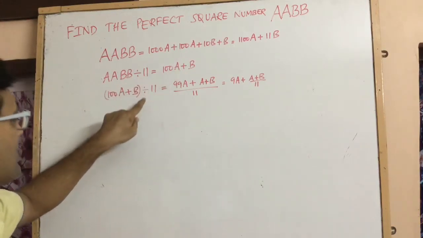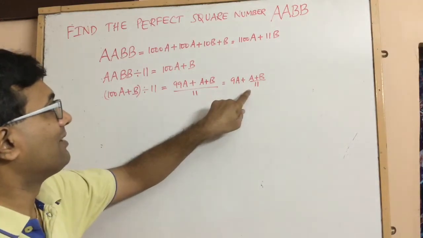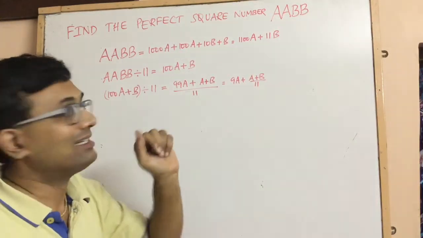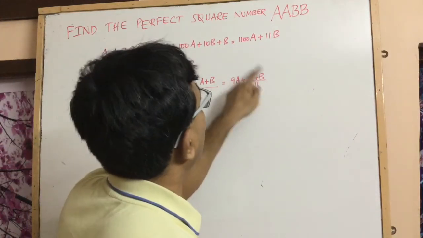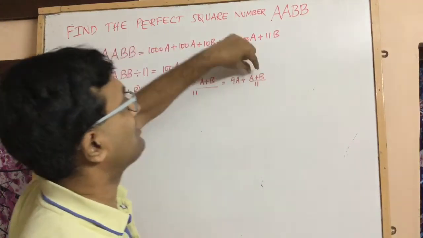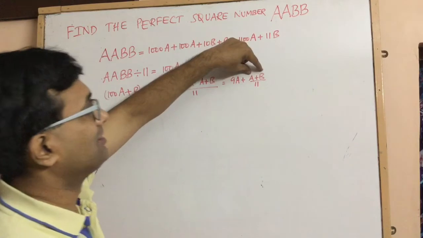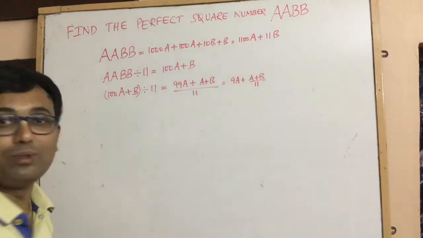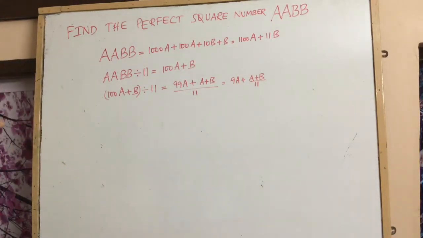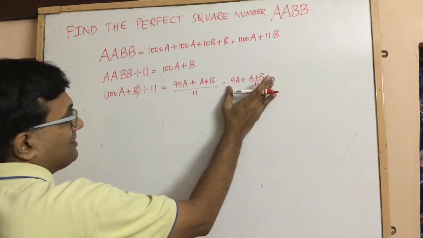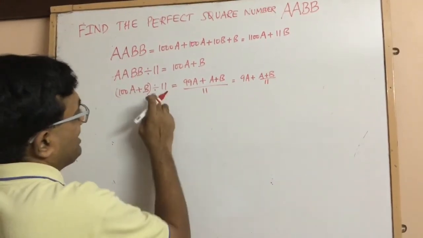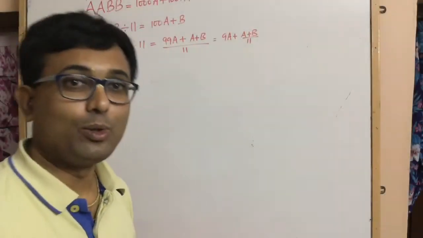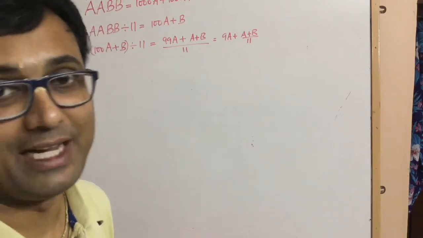So that quotient has to be divisible by 11 again, and this is the quotient again. This quotient has to be a perfect square, and the sum A plus B has to be divisible by 11, otherwise this wouldn't even be a positive integer. So now A plus B has to be divisible by 11, and when 100 times A plus B is divided by 11, that quotient has to be a perfect square. So let's now look at the possible choices for the digits A and B.